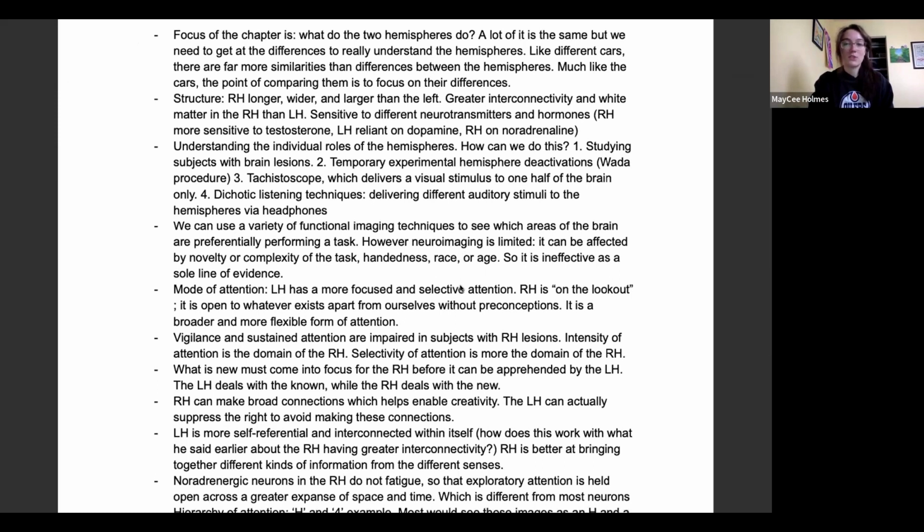Structure. The right hemisphere is longer, wider, and larger than the left. There is greater interconnectivity and white matter in the right hemisphere than the left hemisphere. They are sensitive to different neurotransmitters and hormones. The right hemisphere is more sensitive to testosterone, the left hemisphere more reliant on dopamine, and the right hemisphere on noradrenaline.